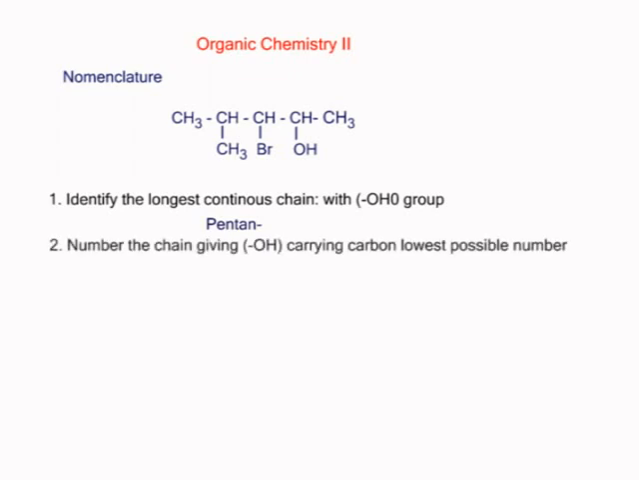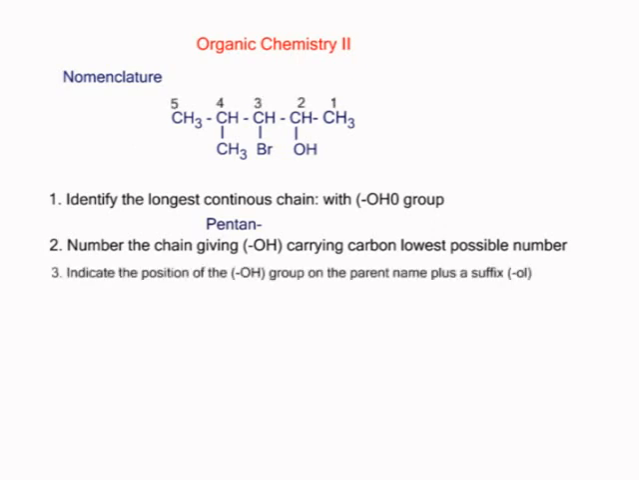Secondly, number the chain in a manner as to give the carbon bearing the OH group the lowest number possible. Now in the structure, if I number from left to right, that carbon will be carbon number 4. But if I number from right to left, it shall be carbon number 2. So I choose the second numbering. This number is then put in between the parent name and a suffix "ol" is added. So we shall have pentan-2-ol. Notice the use of hyphens.